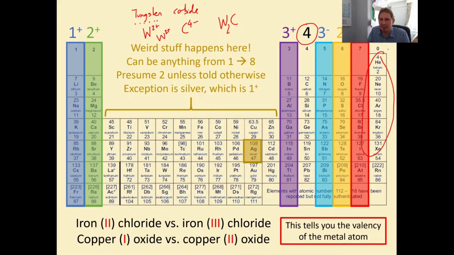The noble gases don't form bonds. They've got full outer shells. They've got a charge of 0. Now, for the transition metals, you need to be a bit more on it at A level.